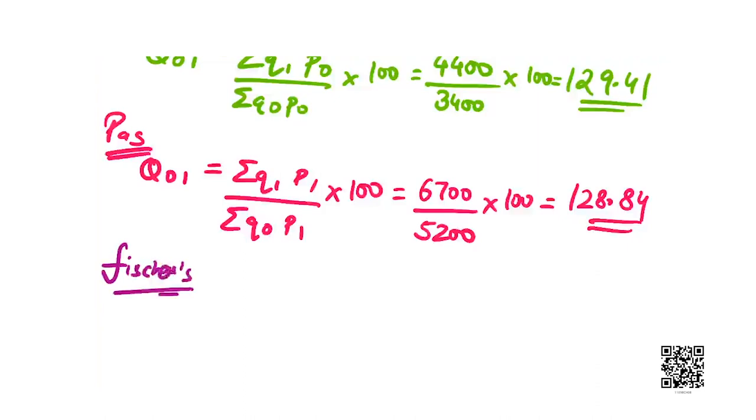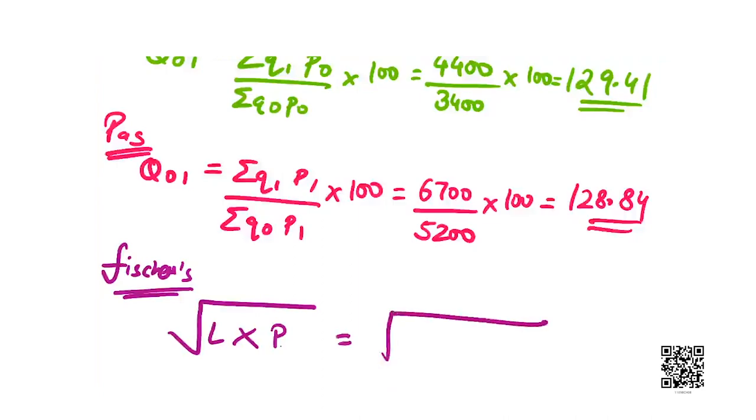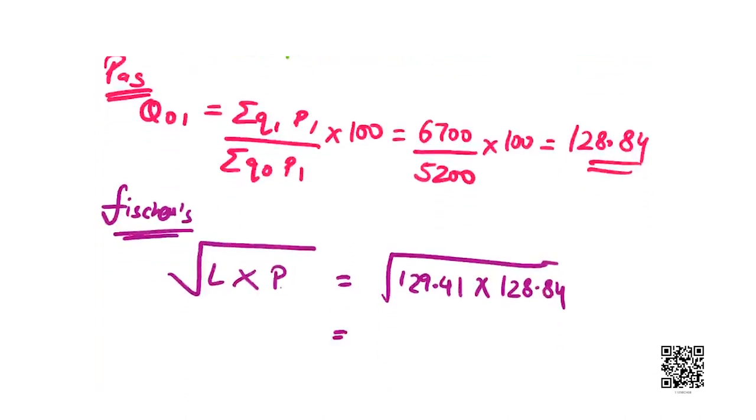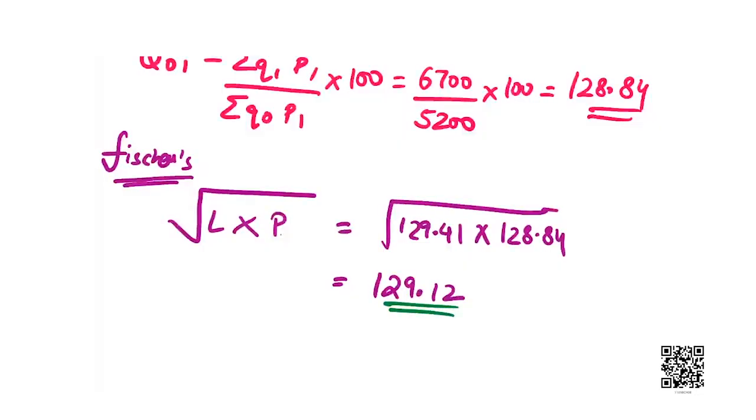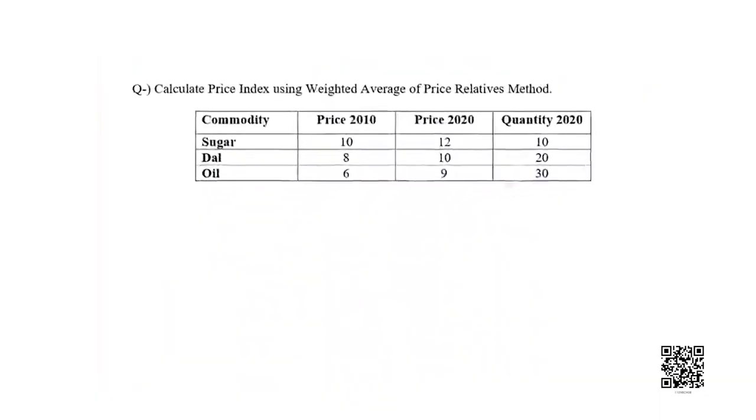We have Fisher's method as the square root of the answers obtained by Laspeyres' and Paasche's formula multiplied with each other. So we have the square root of 129.41 multiplied with 128.84. So the final answer to this question will be 129.12. So according to Fisher's method, quantities have increased by 29.12%. Now let's move on to our next method, which is the weighted average of price relatives method. Under this, we'll first be calculating the price relative.